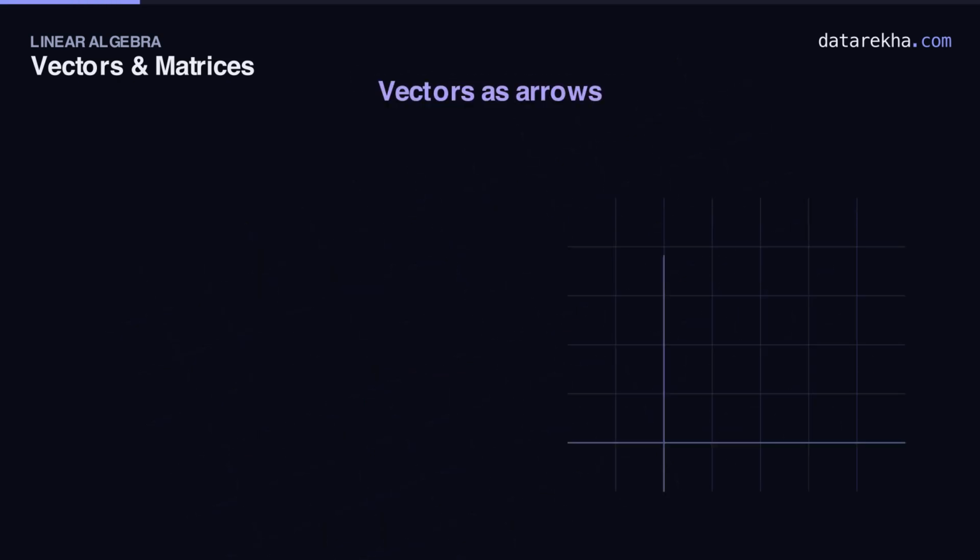A vector is best pictured as an arrow. It starts at the origin and points to its coordinates. So the vector 3, 2 is this arrow reaching out to the point 3 across and 2 up. Written as a column, it's 3 on top, 2 on the bottom. Those two numbers are the components. The top one tells you how far it runs sideways. The bottom one, how far it climbs. Together, they pin the arrow down completely.